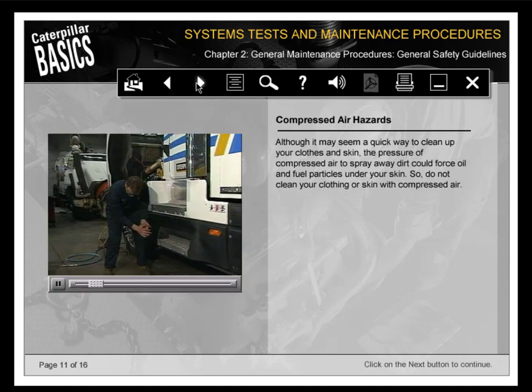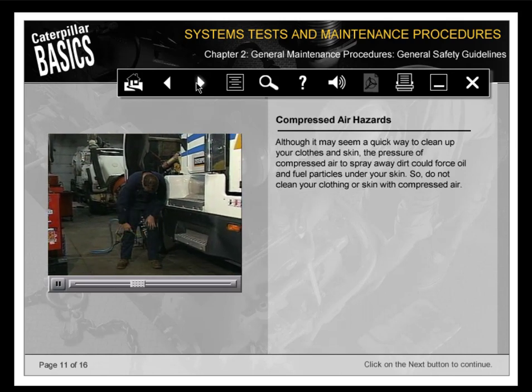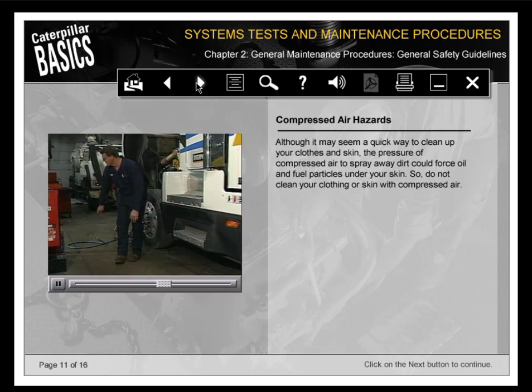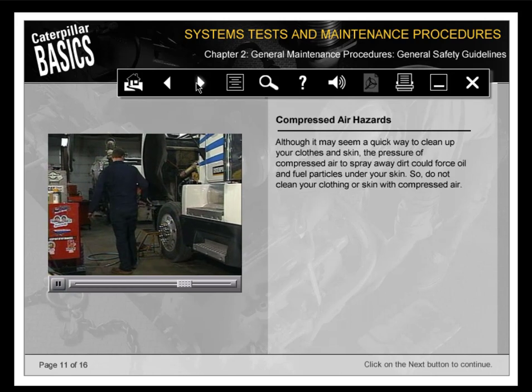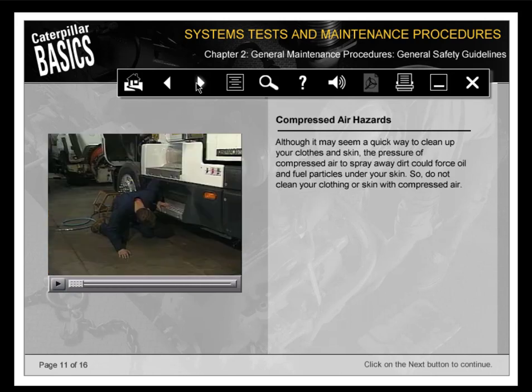Although it may seem a quick way to clean up your clothes and skin, the pressure of compressed air to spray away dirt could force oil and fuel particles under your skin. So do not clean your clothing or skin with compressed air.